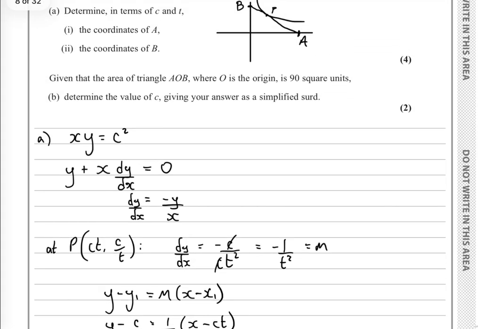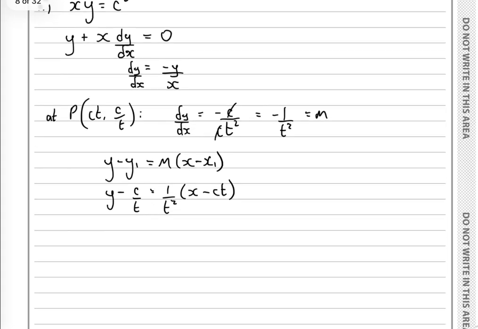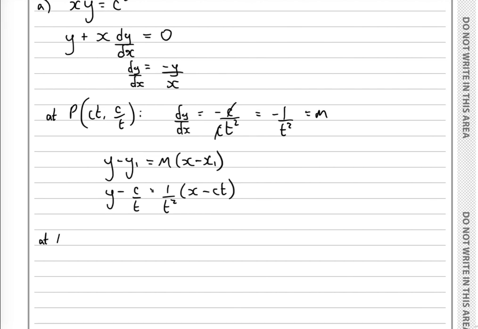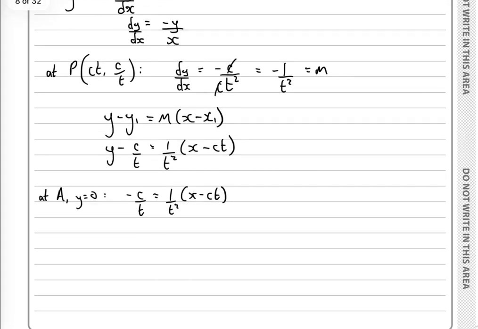So at point A, the y coordinate is 0. And we need to find the x coordinate. So that's minus c over t equals minus 1 over t squared, x minus ct. Oh, I'm missing a minus. That's going to make a big difference. Sorry about that. So the minuses cancel, one of the t's cancel, and we get ct equals x minus ct. So x is equal to 2ct.